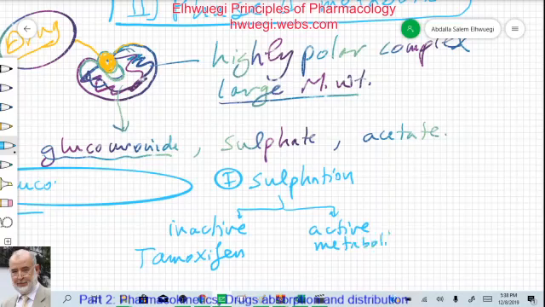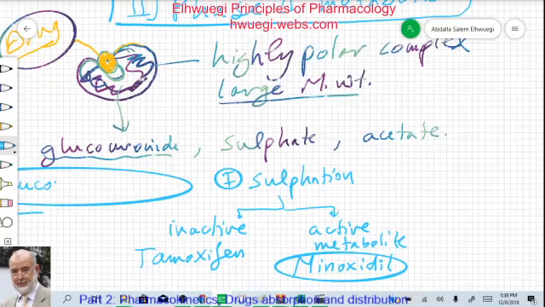For example, the famous minoxidil. This is a famous vasodilator, which is used as well in treatment of baldness because it increases hair growth.